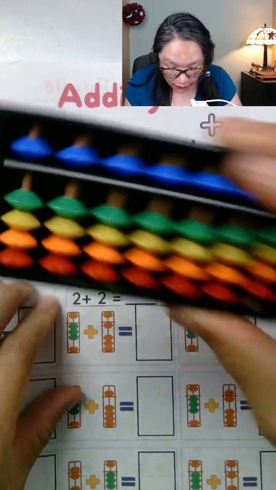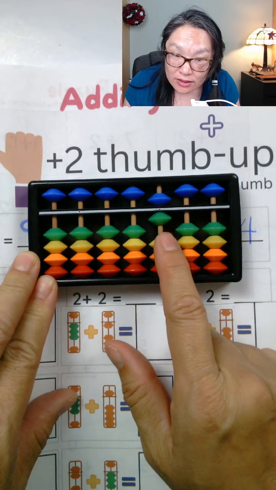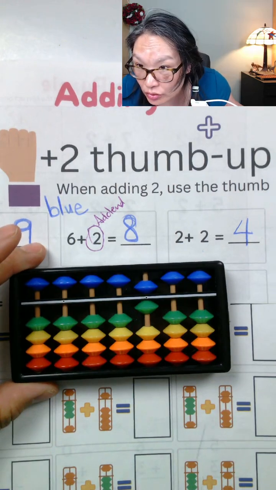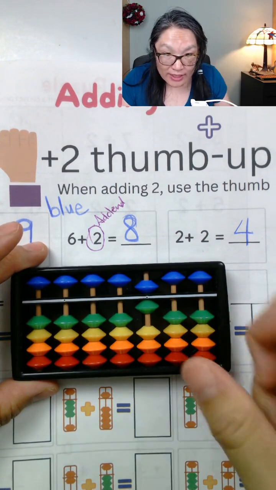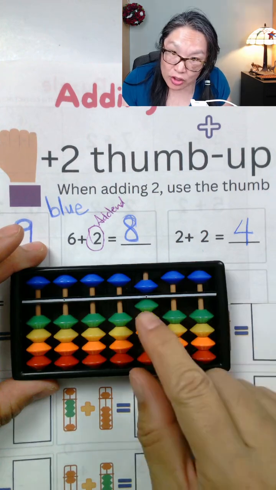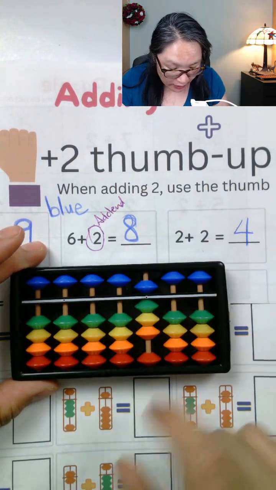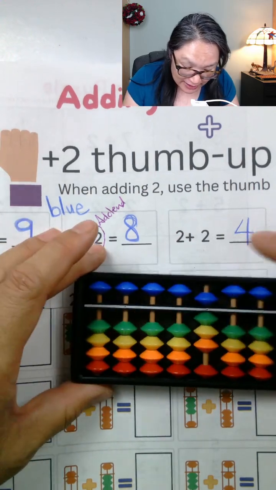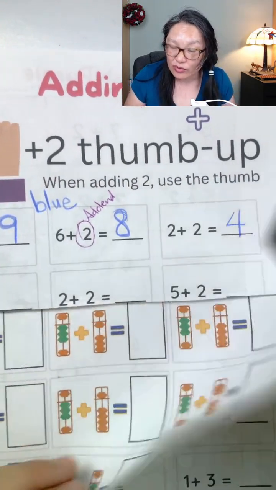Can I add a 2? So if I have my abacus, I have 6. We know what 6 looks like: 5, 6. The question is, can I add the 2? Yes, we can. So we have the 2 beads and we add 2. My final answer is 8. How do I know? 5, 6, 7, 8. I just count what I have, right? It's the same thing with 2 plus 2. That's too easy.